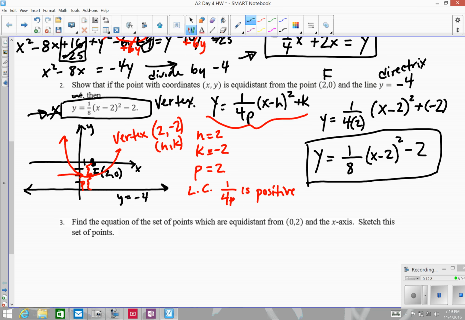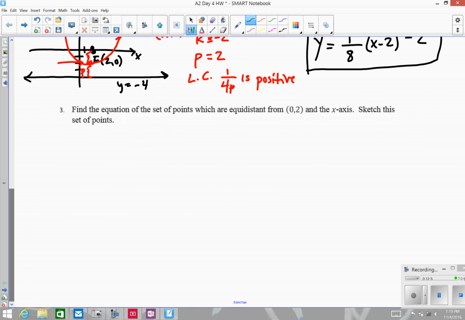All right, let's go ahead and move on to number 3. If you feel like you're proficient at this now, you should be trying 3 on your own. Turn the video off or maybe pause it, see if you can do this on your own. We are going to find the equation set of points. That means probably a parabola, set of points equidistant from the point 0, 2. There's our focus. And equidistant to the x-axis, which is our directrix, which has the equation y equals 0.